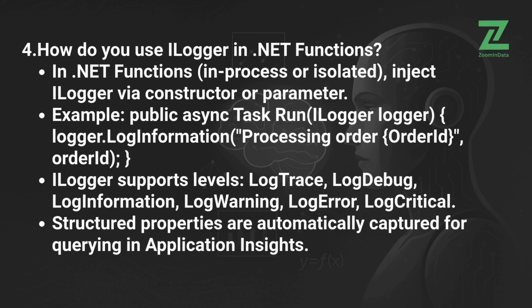How do you use ILogger in .NET Functions? In .NET Functions, in-process or isolated, inject ILogger via constructor or parameter. Example: public async Task Run, ILogger logger, logger.LogInformation("Processing order {OrderId}"). ILogger supports levels: LogTrace, LogDebug, LogInformation, LogWarning, LogError, LogCritical. Structured properties are automatically captured for querying in Application Insights.